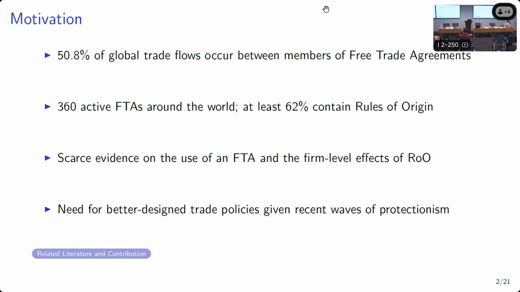Now, why should you care? 50.8% of global trade occurs between members of free trade agreements. That is, firms are either using trade agreements or, for whatever reason, choosing not to use them. At least 62% of all free trade agreements around the world contain rules of origin. But the reality is that we don't really know their effects at the firm level. Why? Because information on which firms are using these trade agreements is really hard to come by. And this is where the paper comes into play. This is important because in recent times we have Trump tariffs, and we have the renegotiation of USMCA next year. It is important for us to better understand the effects of these trade policies, so we can better design trade policy.